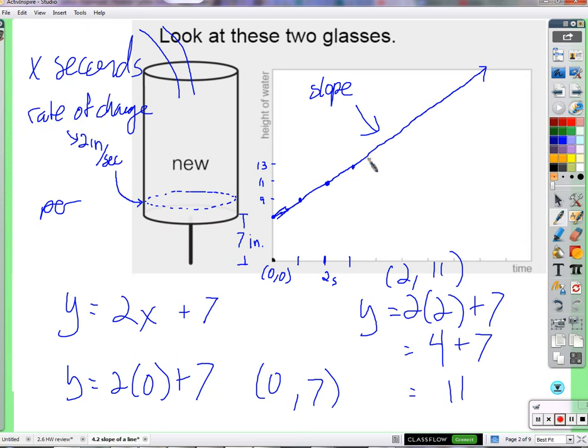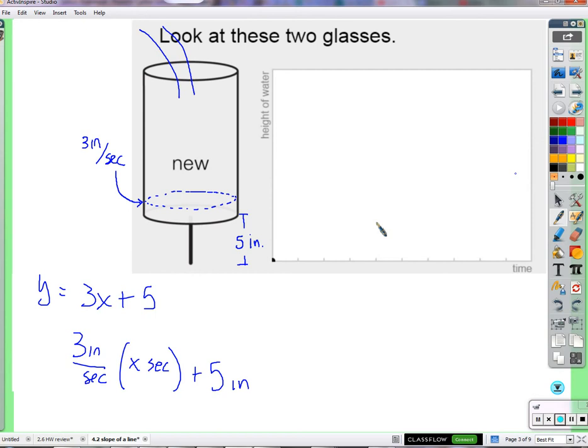When we graph it, and you look at that rate of change on the graph, it's called a slope. Rate of change, slope, okay? Essentially the same thing. The rate's talking about the object, the slope is talking about the line. And this slope is 2 inches per 1 second. So it's a slope of 2.